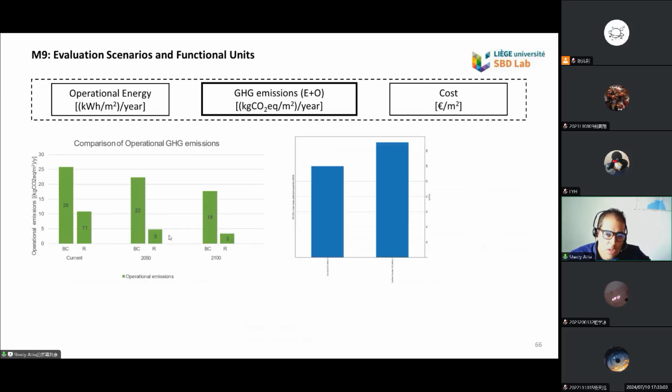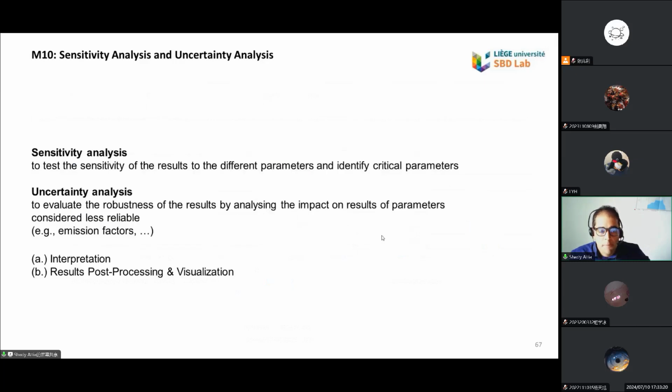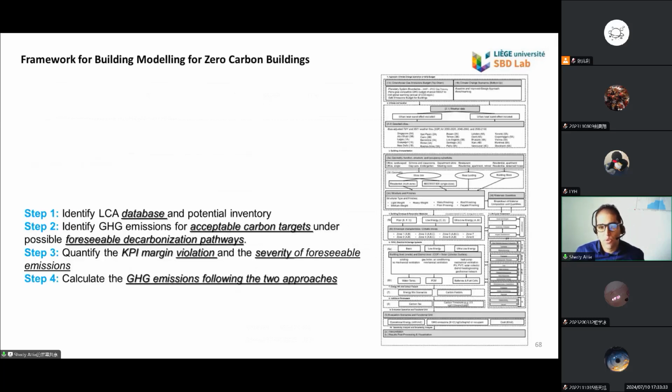And this is another example where we have the operational emissions and the embodied emissions for the different scenarios. As you can see, once we add a lot of materials, the embodied emissions increase, especially if we are using traditional materials and non-low carbon emission materials. The last step of the module is to do the sensitivity analysis, which is very important in any modeling work, and the uncertainty analysis, maybe some hot spotting visualizations, and finally the post-processing.